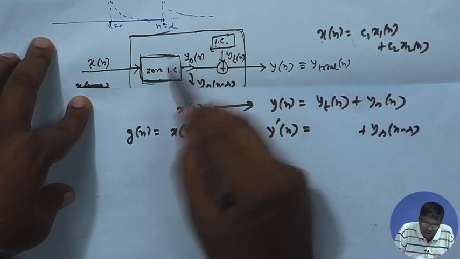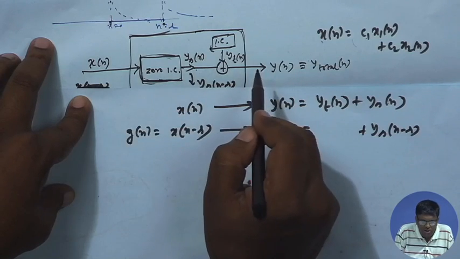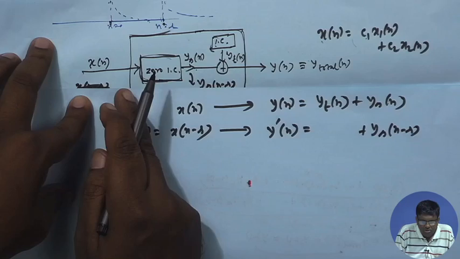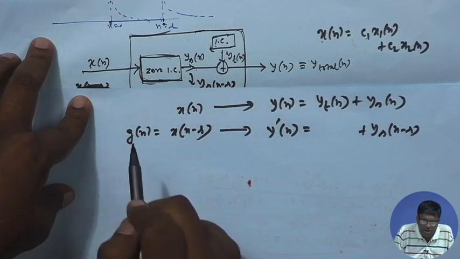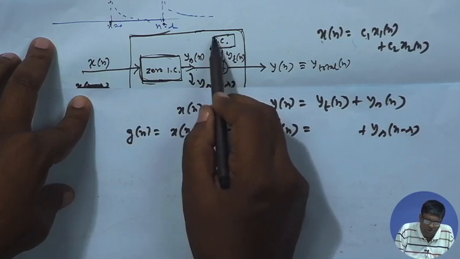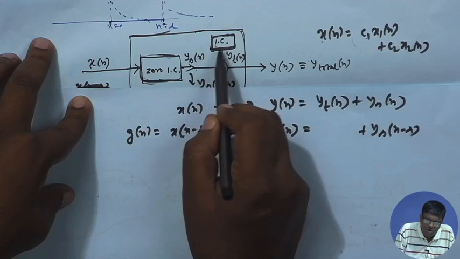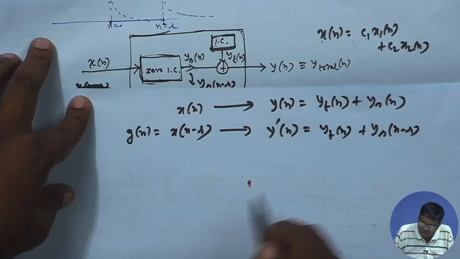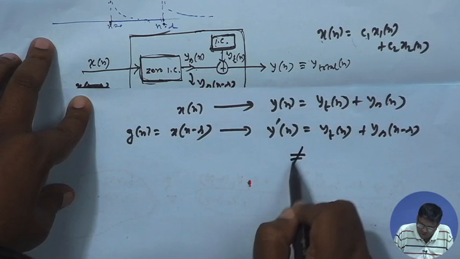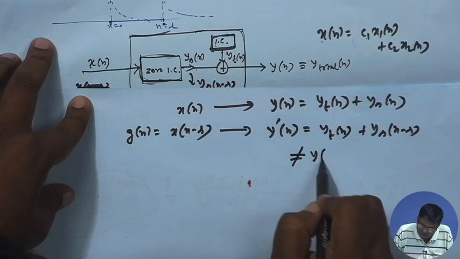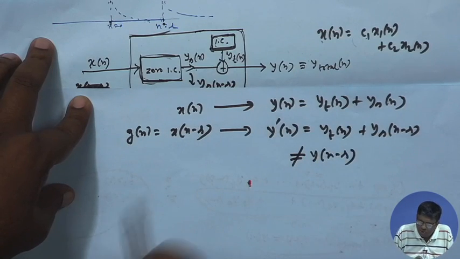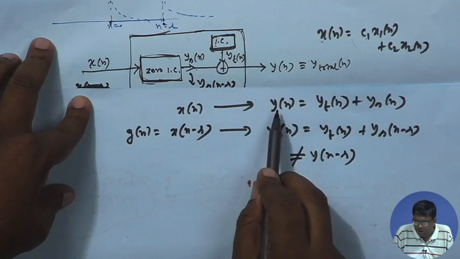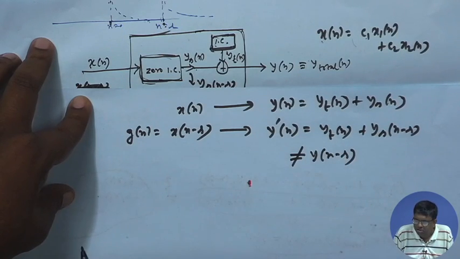But y_t[n] will not undergo any change because I am giving a delayed input. This y_t[n] will not be delayed by that, because y_t[n] is not controlled by the input; it is controlled by another subsystem and governed by the initial conditions. So, this will remain y_t[n] as it is. But this is not equal to the delayed version of the previous output y[n]. This means y'[n] is not a delayed version of the previous output y[n] with the same amount of delay r.